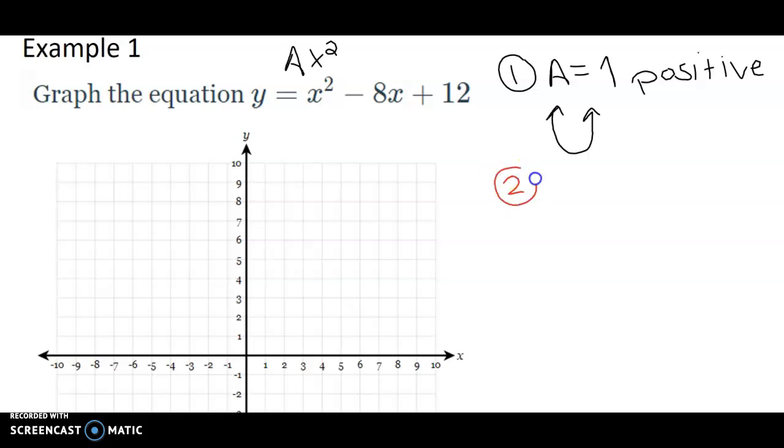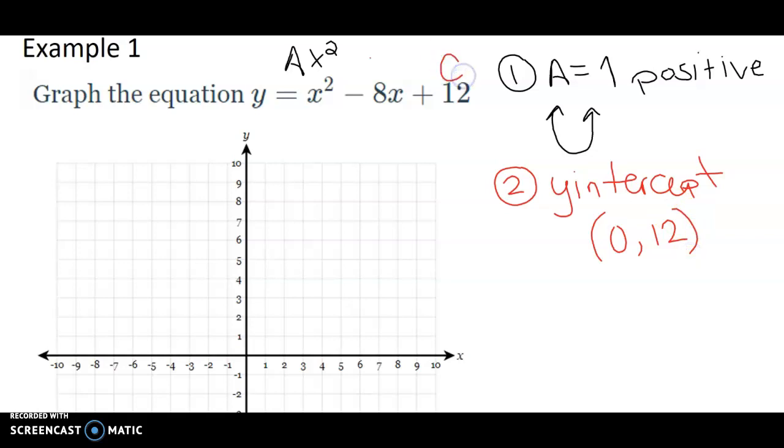Another thing I can tell right off the bat is that my y-intercept is 12. So remember, x is always 0, and then 12 is that value of c. Because this is my c right here, and this is my bx. So my y-intercept is 12. So I know that my graph crosses somewhere up here. I'm putting a point on that graph where it doesn't extend to 12 right here. So we're going to assume that's 12.